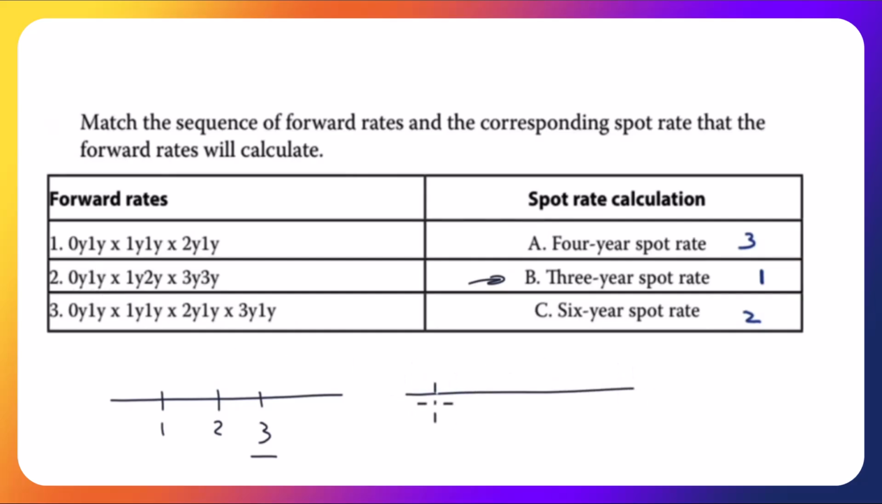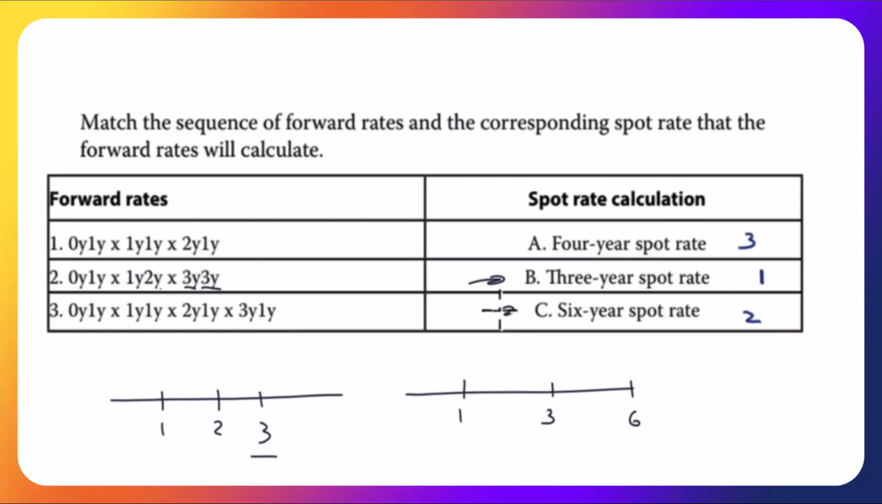Next one, draw out our timeline. 0 to 1 year would take us to the end of year 1. Next we have a 2-year rate beginning in 1 year, so that would take us to the end of year 3. Next we have a 3-year rate beginning in 3 years, which would take us to the end of year 6. There you go, 6-year spot rate.